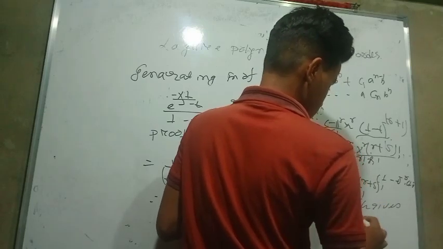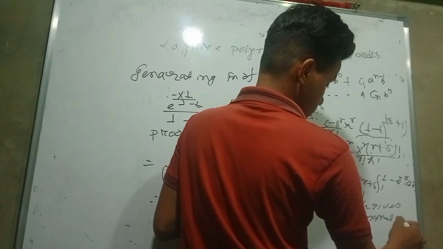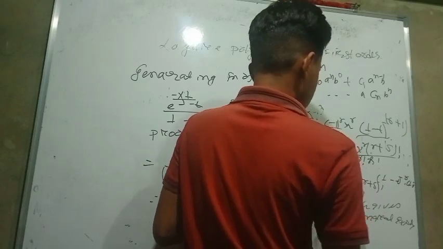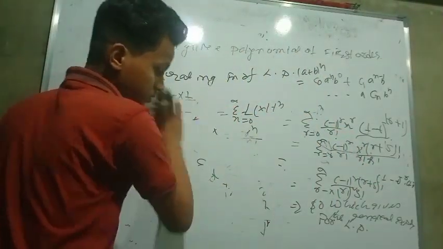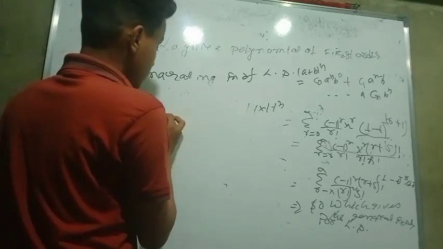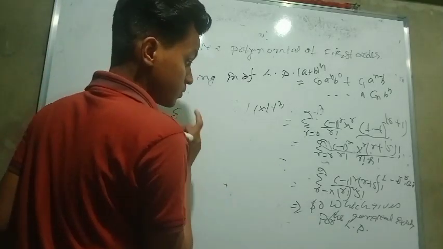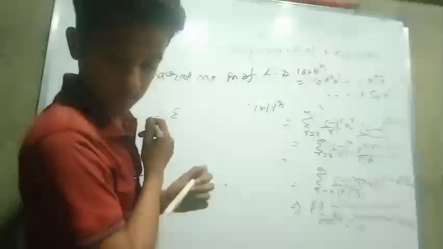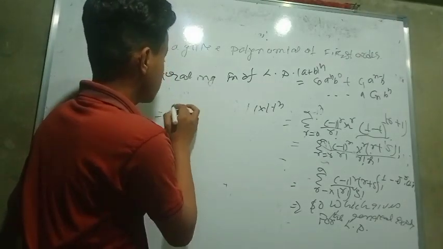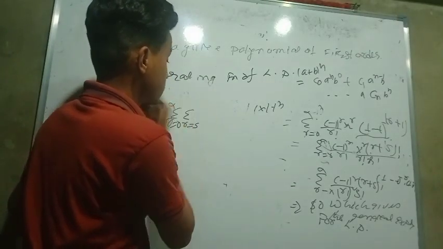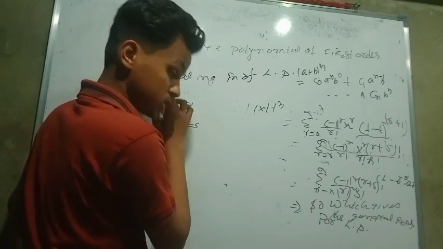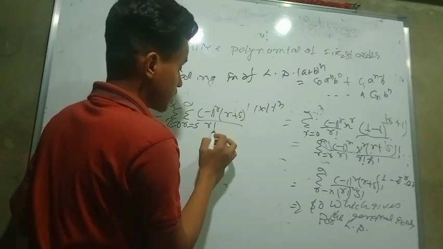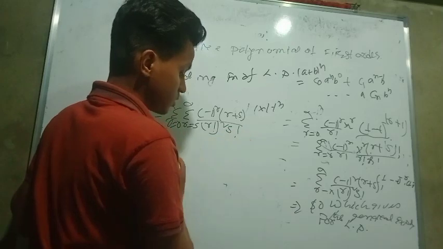This gives us the general expression for the Laguerre polynomial. So after the manipulation we get this result: summation r tends to s, summation of minus 1 to the power r, r plus s factorial upon r factorial whole square into s factorial.